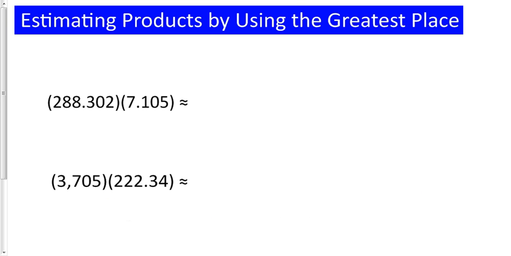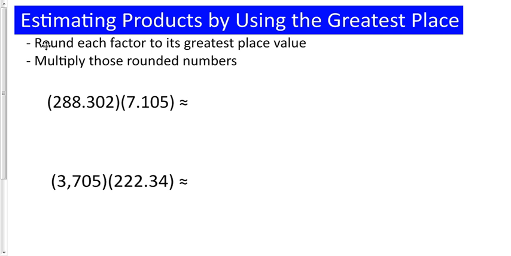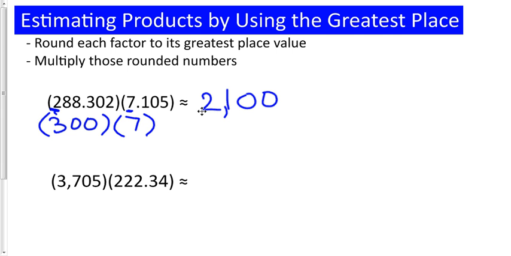And then when I estimate products, when I'm multiplying, I want to use the greatest place. So I am going to round each factor here to its greatest place value, but it doesn't necessarily have to be the same one in each one. And then I'm just going to multiply those rounded numbers. So for instance, if I have 288.302, the hundreds is the greatest place, so I'm just going to round this to 300. 7.105, the 7 is the greatest place, so I'm going to round this to the ones place, and 7.1 is closest to 7. And then this is easy to multiply mentally. 7 times 3 is 21, followed by the 2 zeros. So my estimate is 2,100.